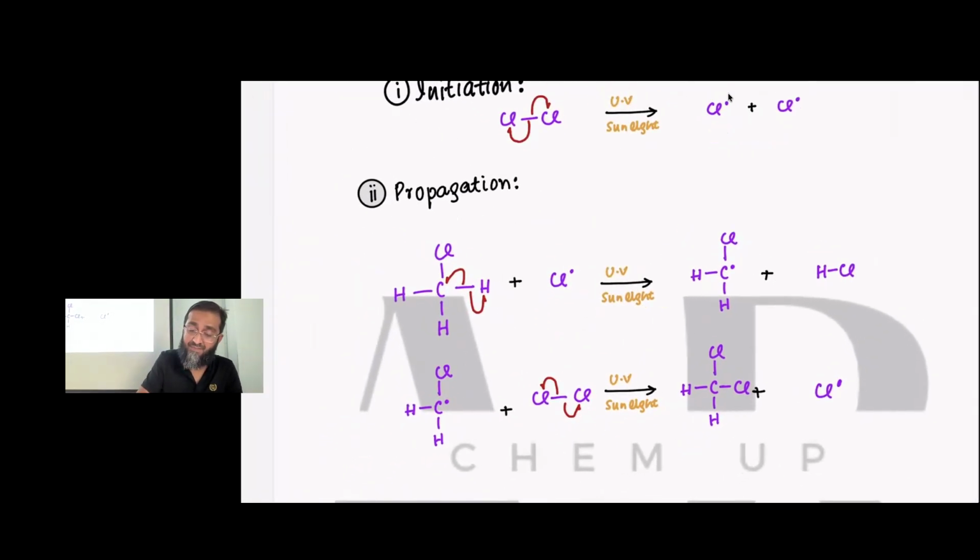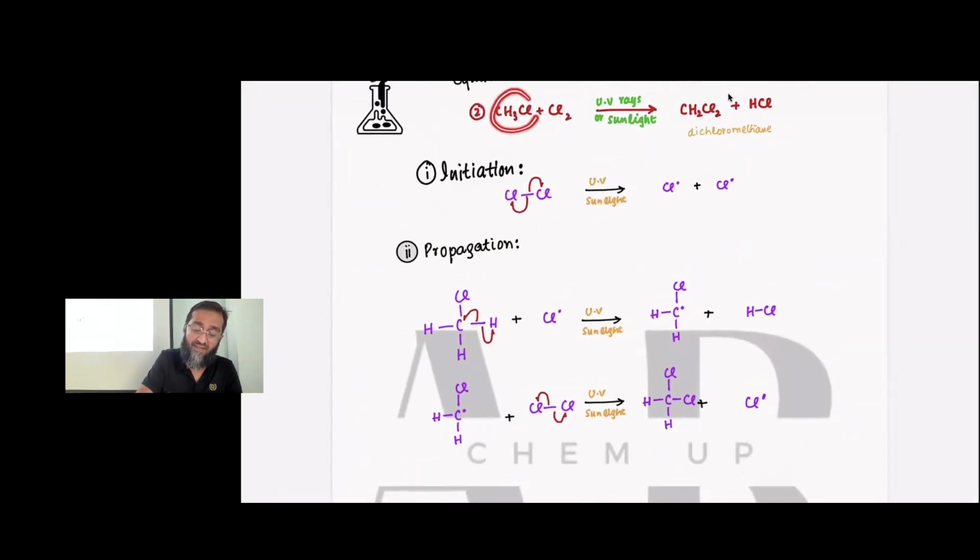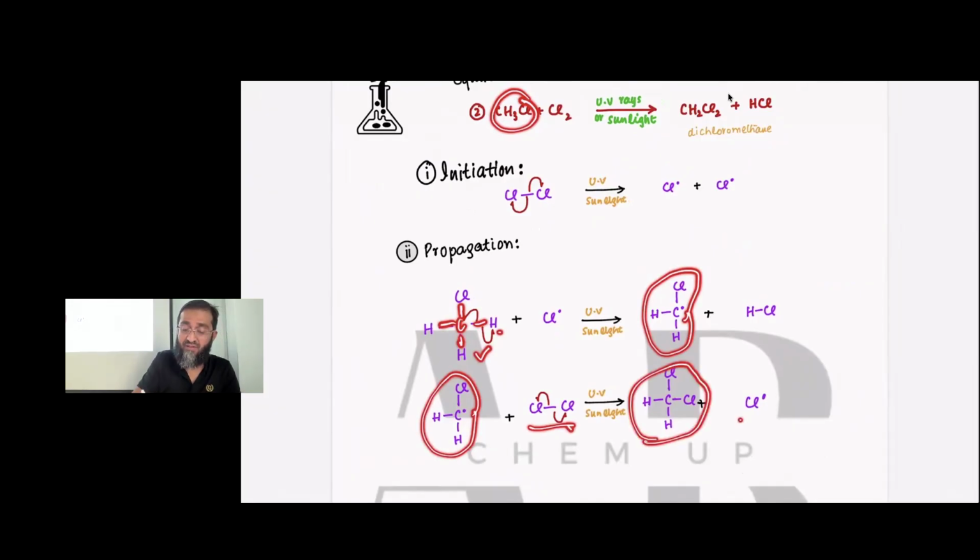So see, now this is our reactant. I've used here the carbon with one chlorine and three hydrogens. One hydrogen gets removed, so we get a CH2Cl radical, and that CH2Cl radical reacts with another chlorine molecule, forming CH2Cl2. That is your product, and a chlorine radical.